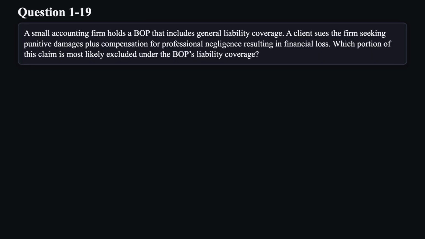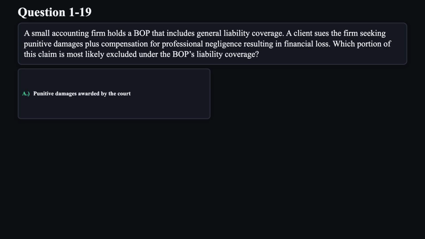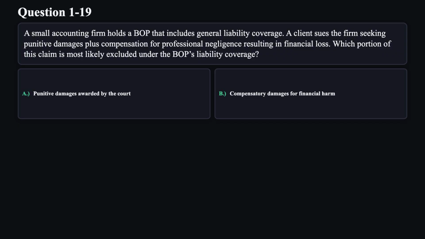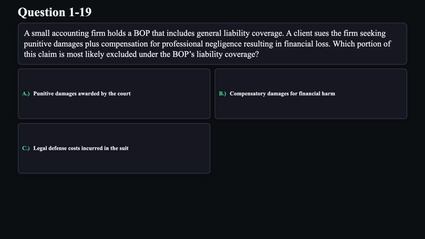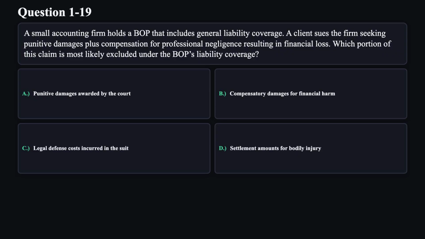Question 19. A small accounting firm holds a BOP that includes general liability coverage. A client sues the firm seeking punitive damages plus compensation for professional negligence, resulting in financial loss. Which portion of this claim is most likely excluded under the BOP's liability coverage? A. Punitive damages awarded by the court. B. Compensatory damages for financial harm. C. Legal defense costs incurred in the suit. D. Settlement amounts for bodily injury.